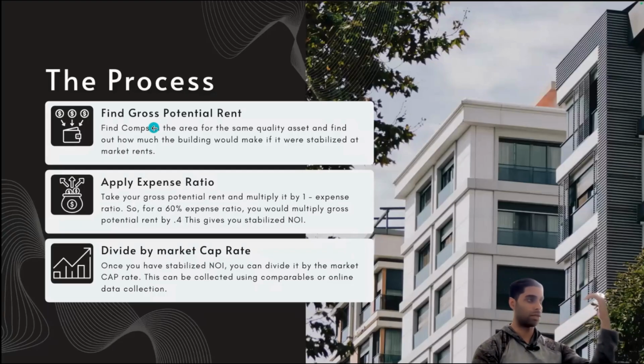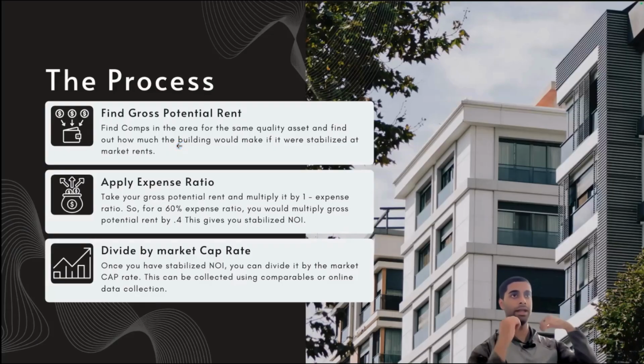Okay, so the process. First, you find the gross potential rent of a property once stabilized. So you find comps in the area of the same quality as the building you're looking at, same bed and bath count, and then you figure out, okay, what are the market rents for a cleaned up building? So what is the total revenue this building is going to collect once it is cleaned up, stabilized, and I'm advertising it for rent? Next, you're going to apply the expense ratio to your stabilized rents, your gross potential rents.